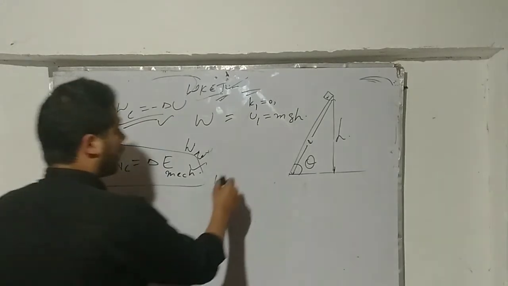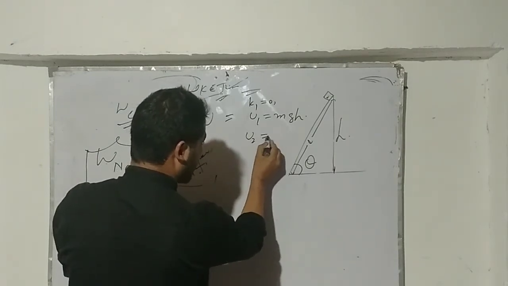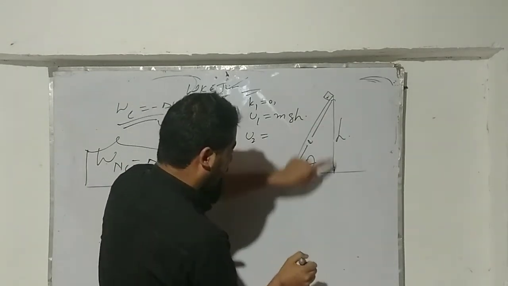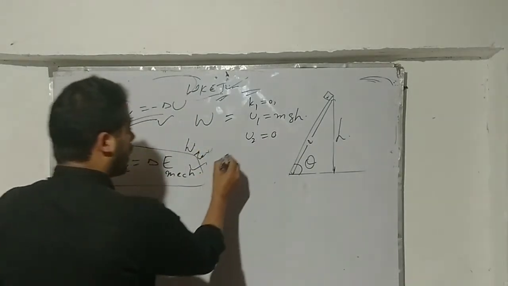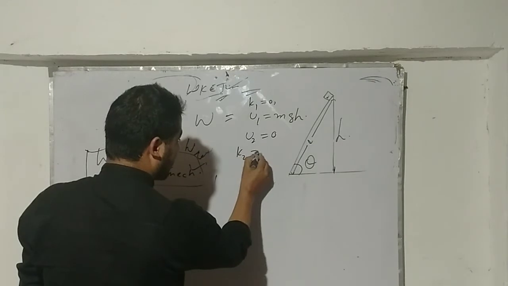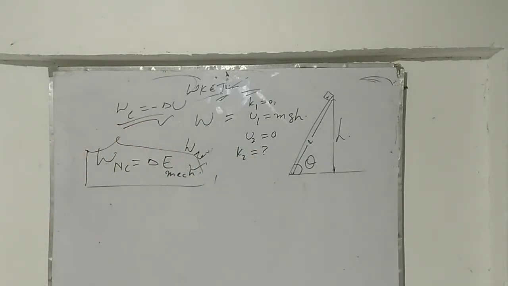Right now, when the block reaches here, its potential energy at this point will be 0, because the height will be 0 at this point. My potential energy in case two will be 0, and what the kinetic energy in case two will be, I don't know yet.